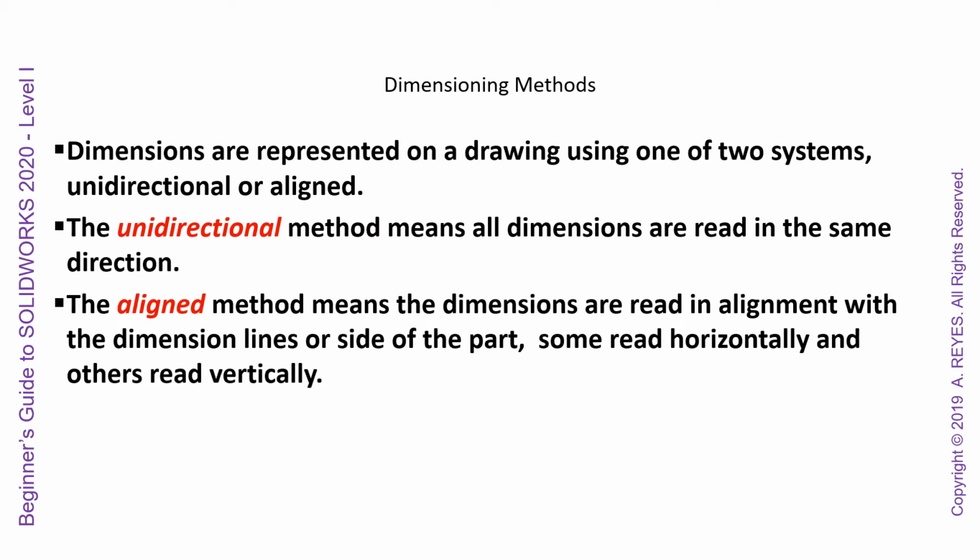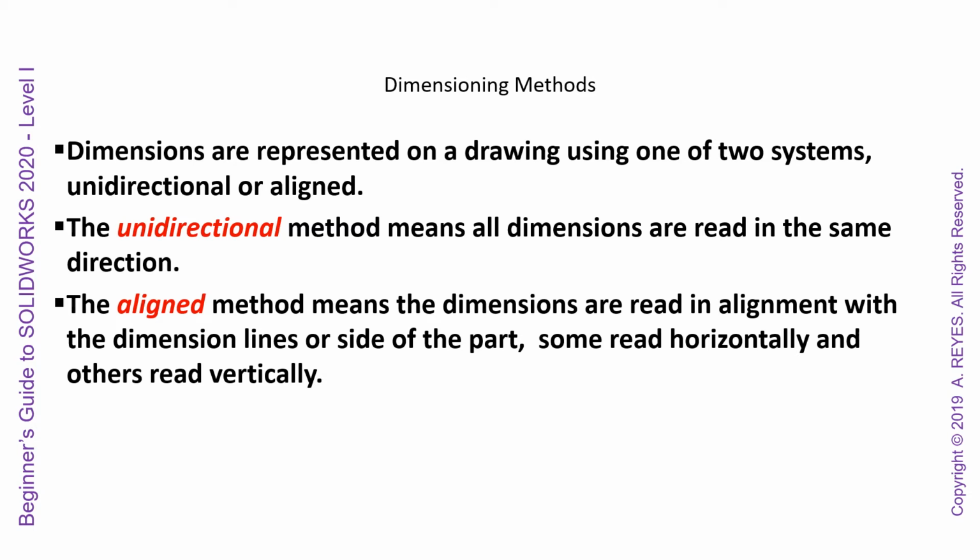Dimensions are represented on a drawing using one of two systems, unidirectional or aligned. The unidirectional method means all dimensions are read in the same direction. It means they'd all be horizontal, most of the time. The aligned method means the dimensions are read in alignment with the dimension lines or side of the part. Some read horizontally and others read vertically.